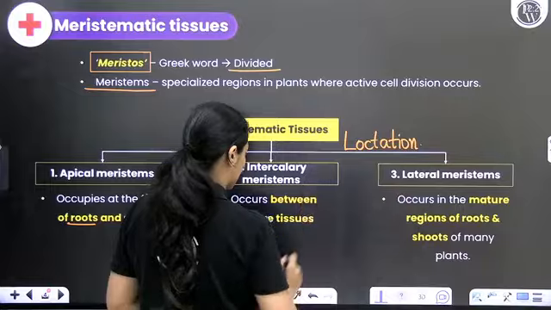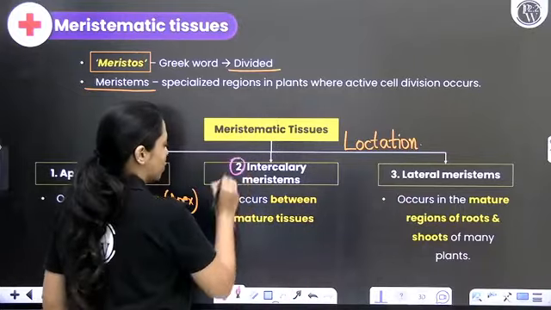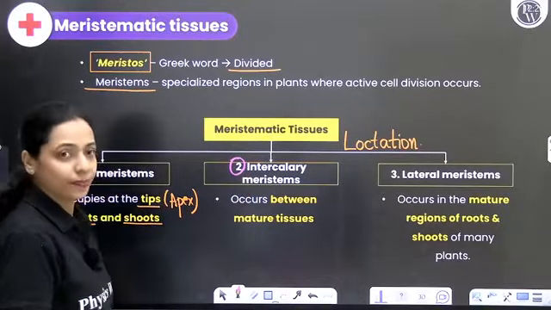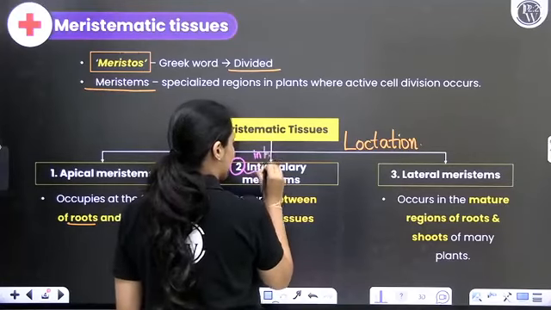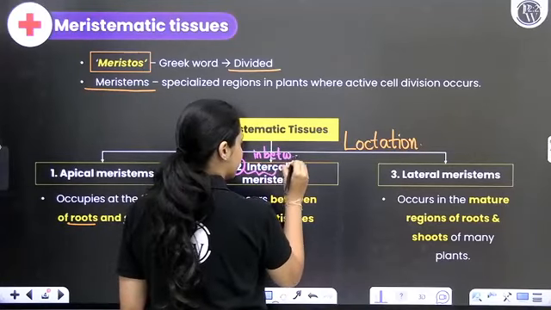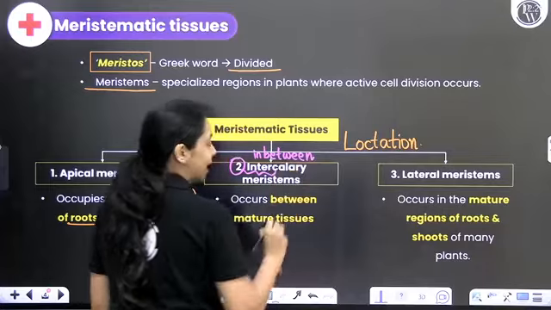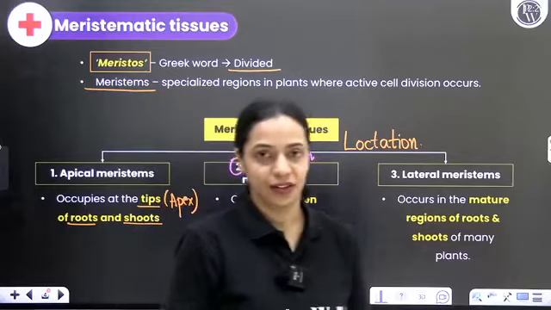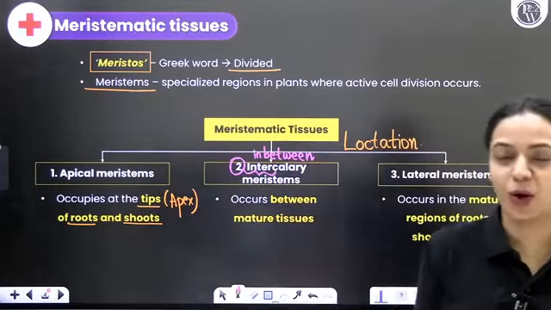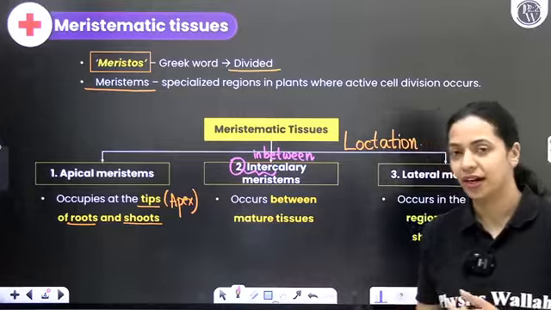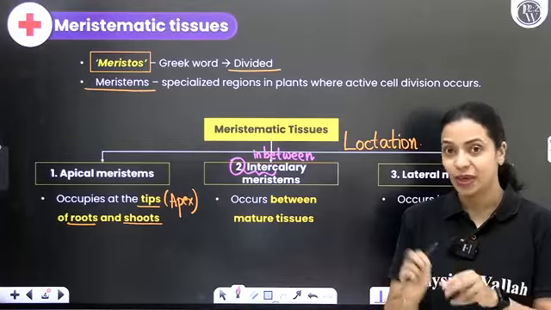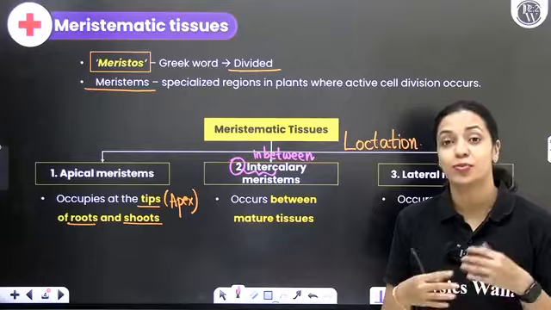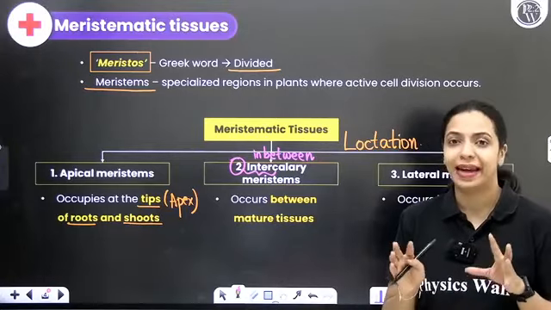Okay. So this is the second one. This is called intercalary meristem. Inter means what? Inter means in between. Inter-class competition, inter-college competition, inter-stream competition, inter means in between, right? So intercalary meristem is present between something. What is it present between? It is present between permanent tissues.